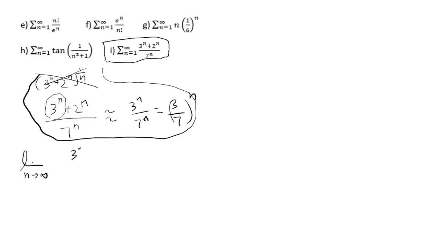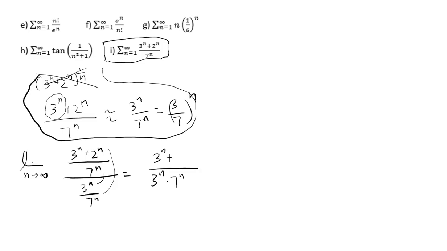We're going to take what we're given and divide it by 3 to the n over 7 to the n, which is like 3 to the n times 7 to the n in the denominator, whereas on the top it's 3 to the n plus 2 to the n times 7 to the n. As you can see, the 7 to the n cancels away, and you get 3 to the n over 3 to the n is 1. 2 to the n over 3 to the n is (2 over 3) to the n.